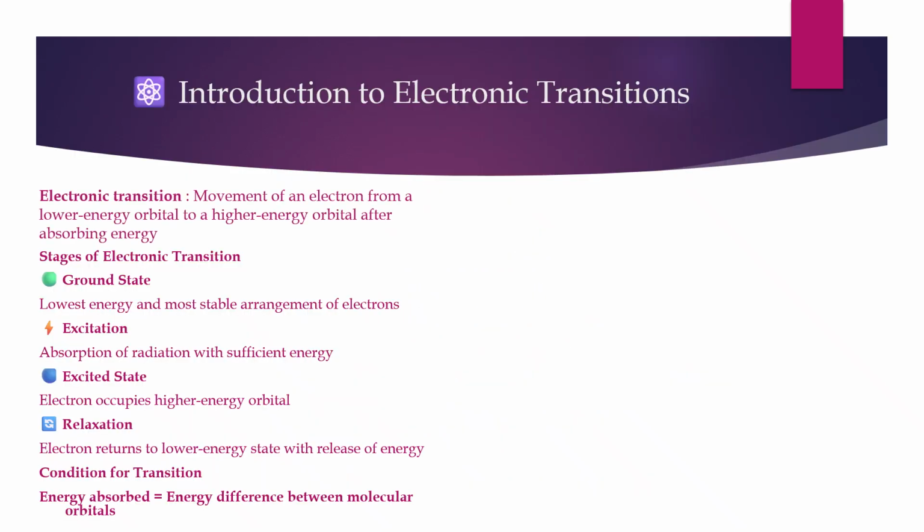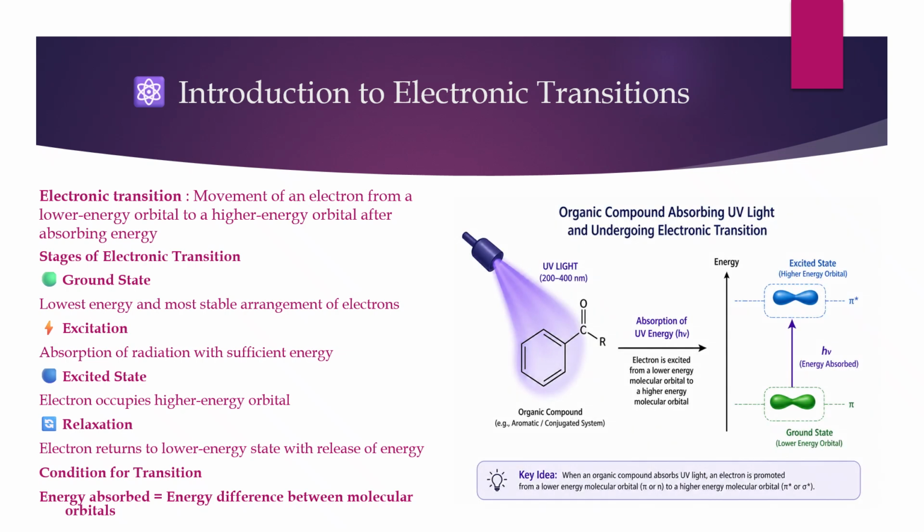Now let us begin with the basic concept of electronic transition. As shown in the image, electrons in organic molecules normally remain in their stable lower energy levels, which is called the ground state. When UV or visible radiation falls on the molecule, the electron absorbs that energy. Because of this absorbed energy, it jumps to a higher energy level, which is called the excited state. This upward movement shown in the image is known as electronic excitation.